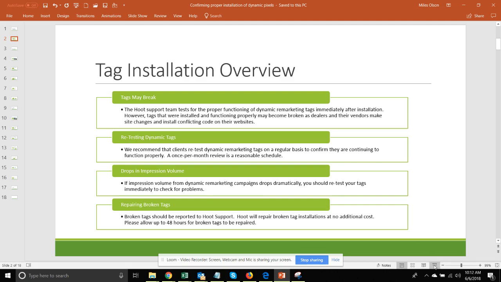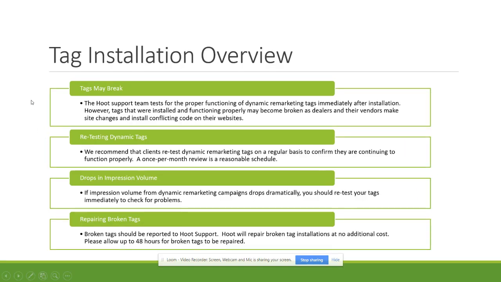The reason that we're going over this and encouraging users to learn how to test these tag installations is because they often break over time. We install these for you. We test them right after installation to make sure they are firing properly, but a month later there could have been changes made to the dealer's website or other vendors installing scripts that conflict with the scripts that we installed. So there are a number of reasons these could break in the future, and therefore we're recommending that all users do go back and on some sort of regular basis recheck your dynamic remarketing tags to make sure that they are firing and continuing to fire properly.